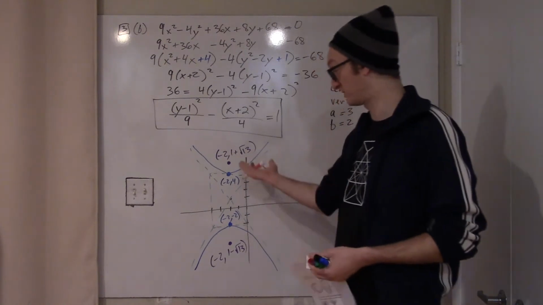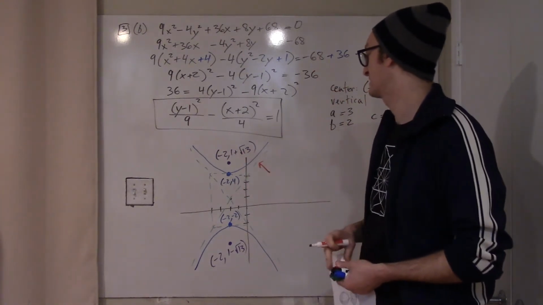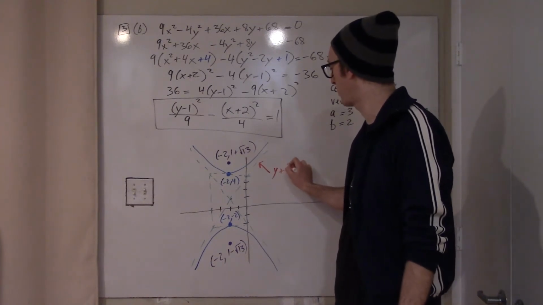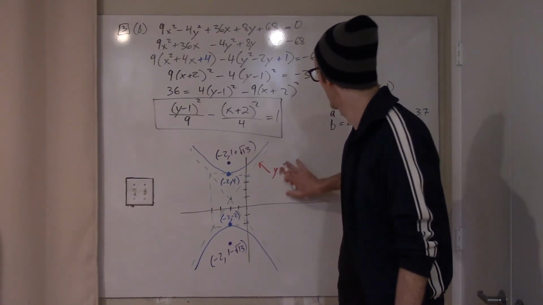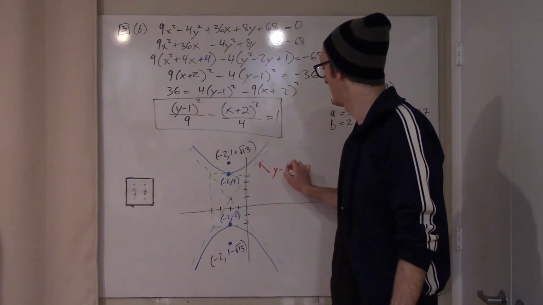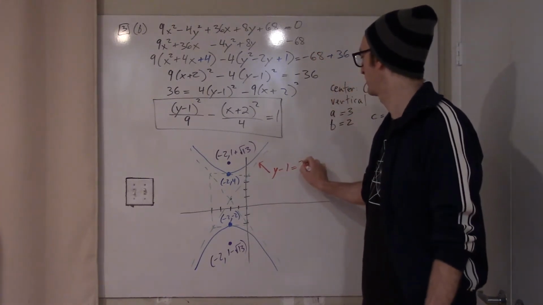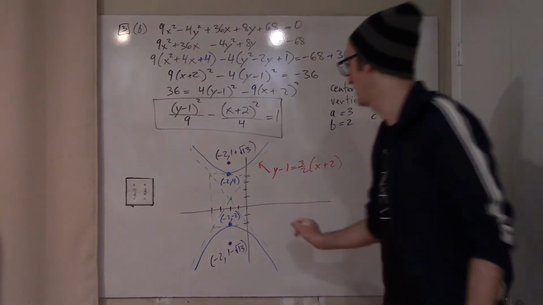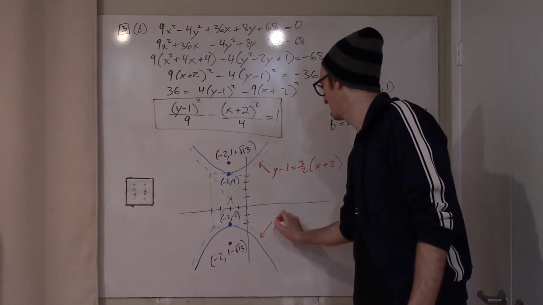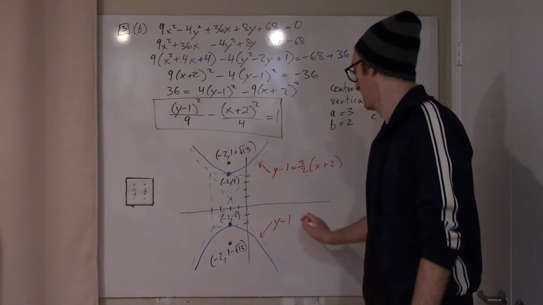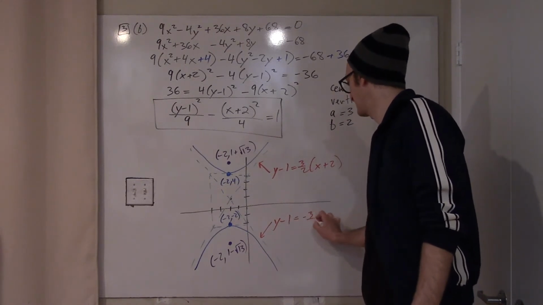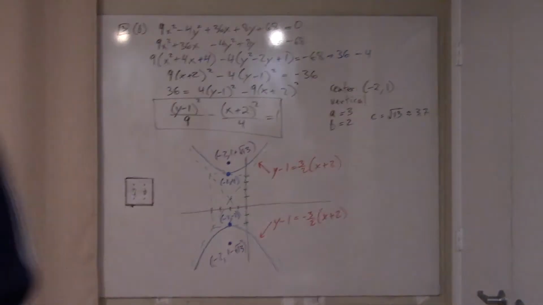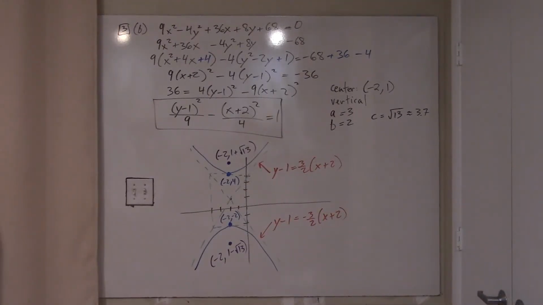over 2. Just look at the happy box and see. But the center is (-2, 1), so this is going to be y minus 1 equals 3/2 (x plus 2) will be that one, and this one will be y minus 1 equals -3/2 (x plus 2). Okay, so I hope that red and green and stuff is visible decently.